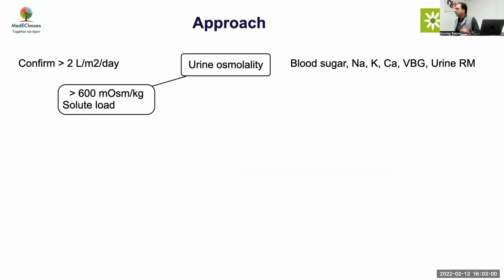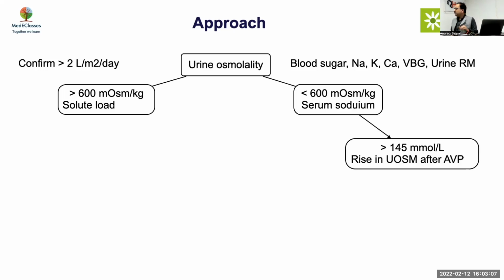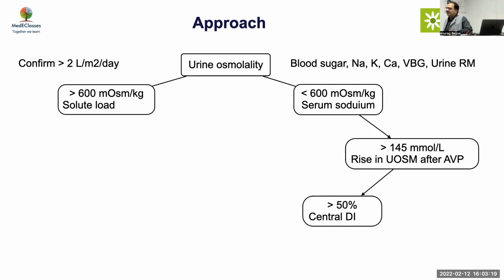So the approach to polyuria: first, check if there is polyuria, more than 2 liters per meter square per day. Look at blood sugar, potassium, calcium, creatinine, blood gas, urine routine microscopy. If all of them are normal, look at urinary osmolarity. If it's more than 600, it's solute load. Otherwise, less than 600, look at serum sodium. If sodium is more than 145, you do not do a water deprivation test. You give them vasopressin, and if the rise in urinary osmolarity after AVP is more than 50%, it is central DI, less than 50% is nephrogenic DI.